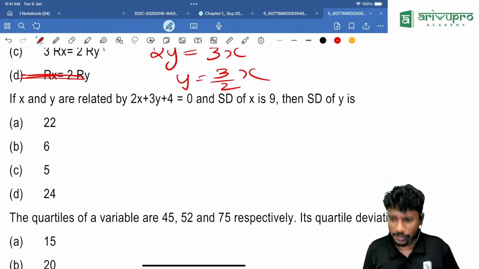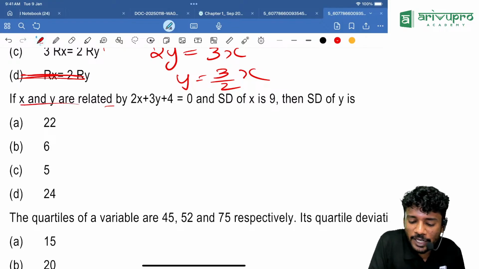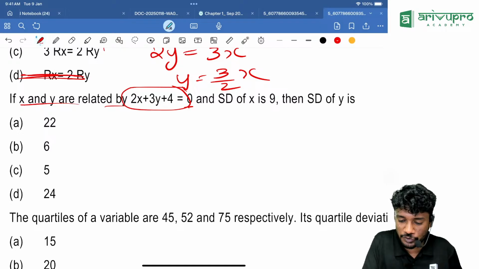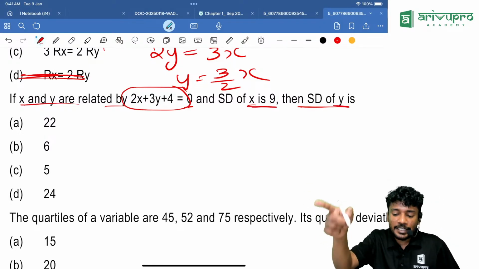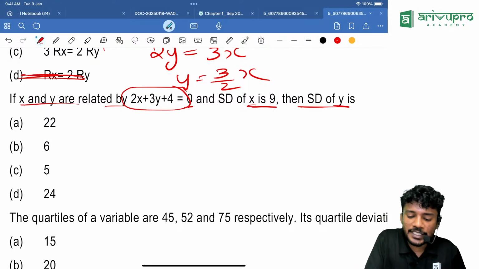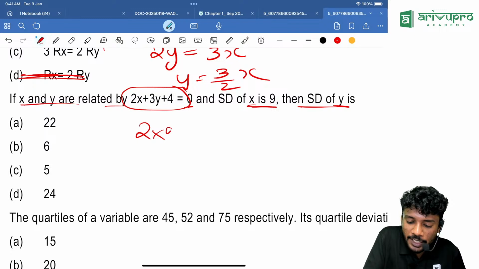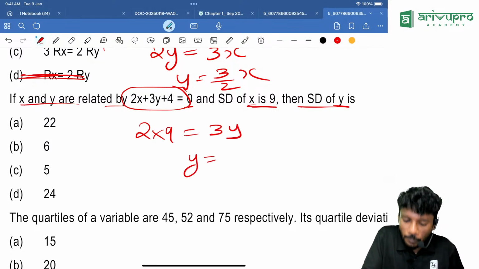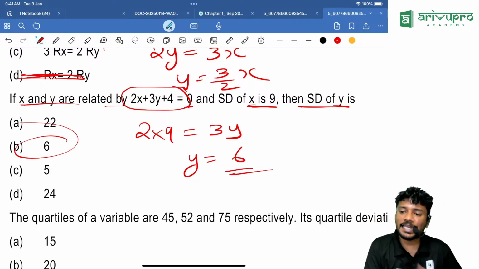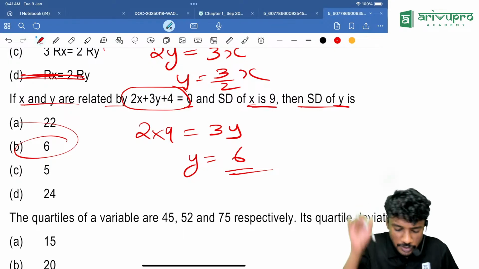Yes. Do this question. We'll come back to that. If x and y are related by 2x + 3y + 4 = 0, and the standard deviation of x is 9, then what is the standard deviation of y? How will you do it? Substitute. That means 2 into 9 is equal to 3y. That means y is equal to 6. Answer is 6, Option B. Direct answer. Correct? Direct. Next one.